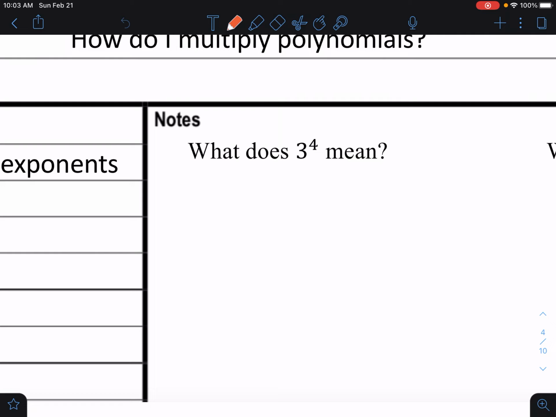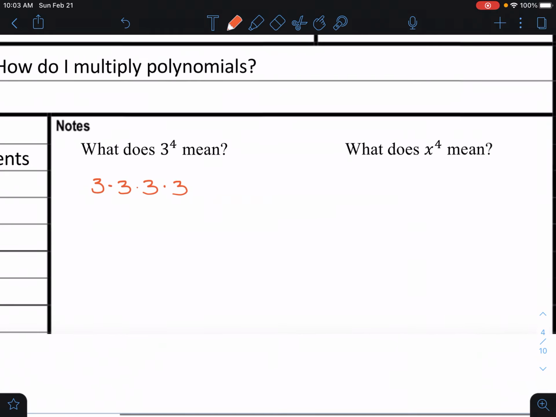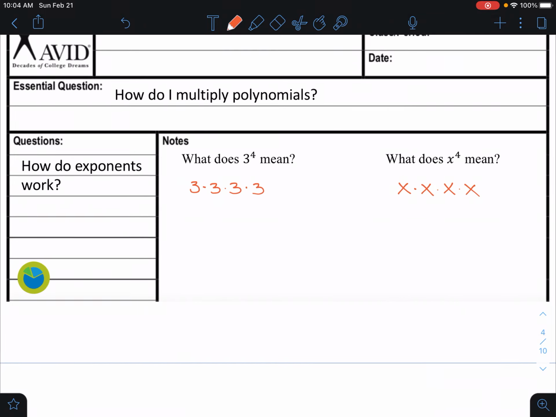Okay, so we know that this really means 3 times 3 times 3 times 3. And that same thing is what x to the 4th means, right? Well, if the base is still a variable, this still means the same thing, right? X times x times x times x, just with an x instead of a 3.